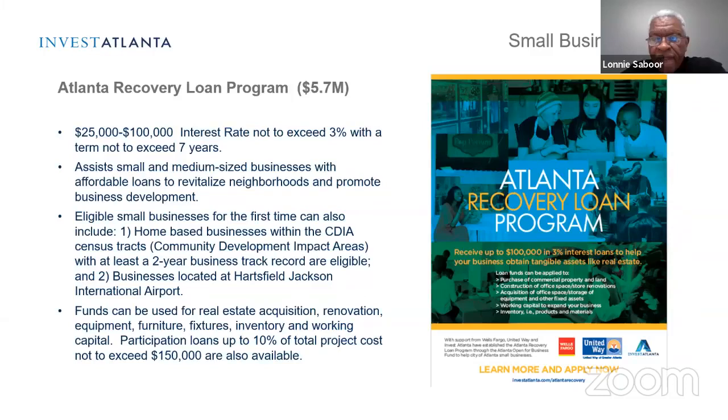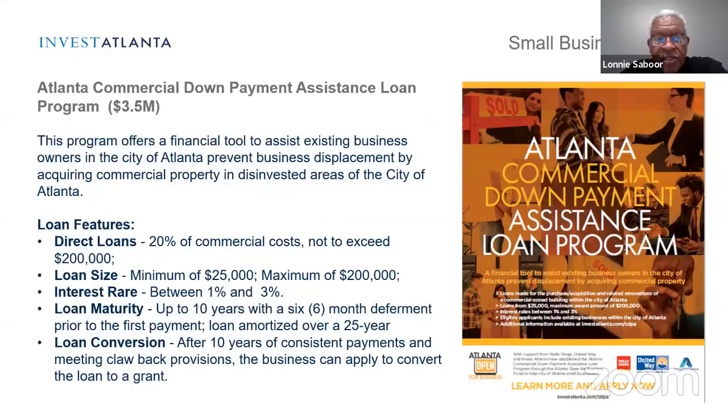Next slide, please. So continuing the funding of Wells Fargo, our second program is the Atlanta Commercial Down Payment Assistance Loan Program. We got $3.5 million set aside for that program. To date, we've actually closed one transaction right at about $200,000. The total project cost of that was $2.2 million.